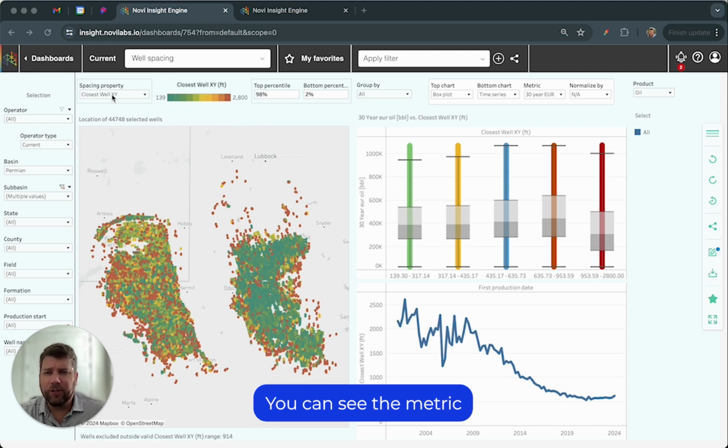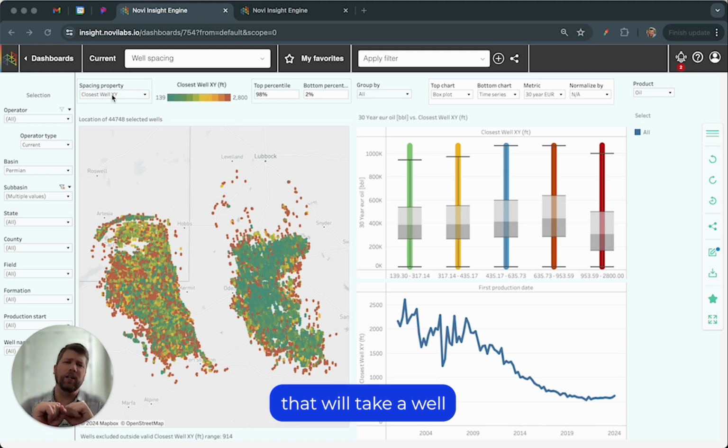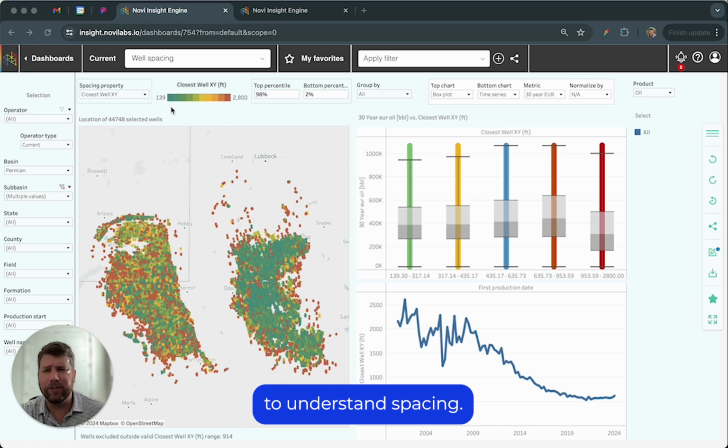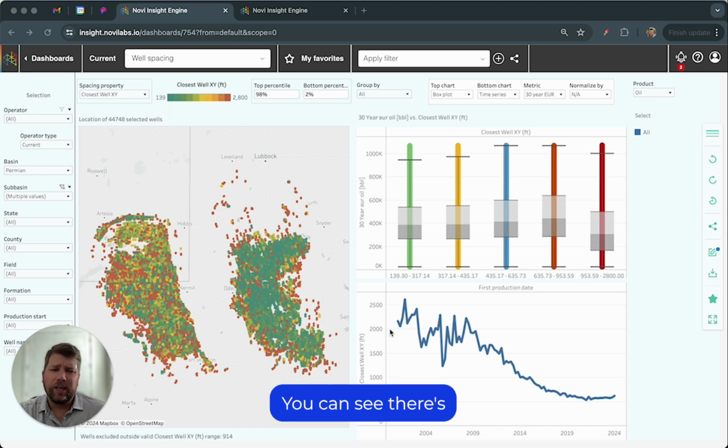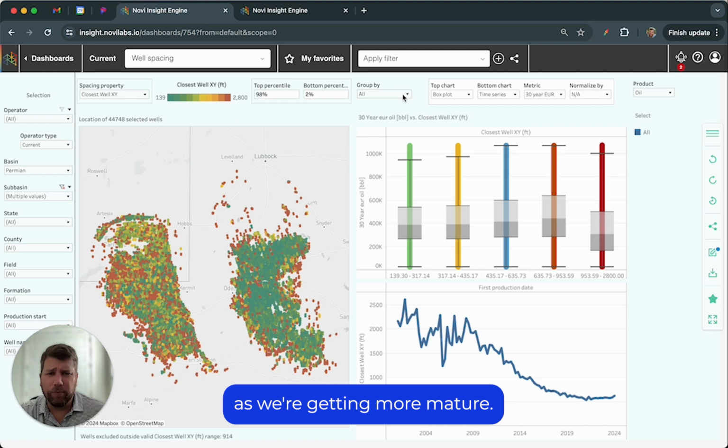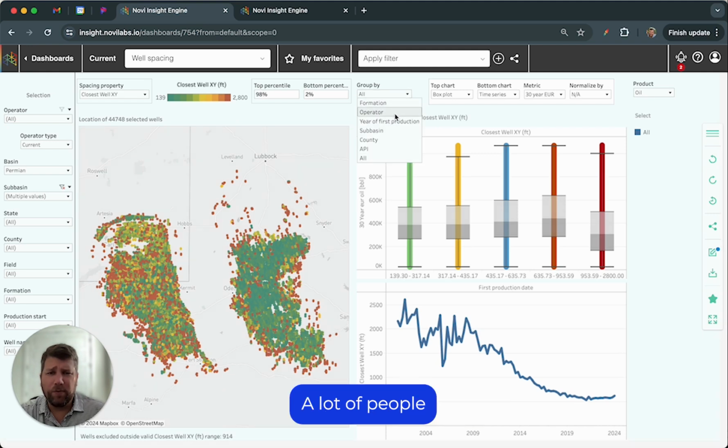And you can see the metric that I'm starting out with is the closest well. This is that traditional spacing metric that will take a well and then look at how close the closest well is to it to understand spacing. You can see there's a general trend line lower as we're getting more mature. A lot of people will look at this by formation to try and understand how many wells per section we can fit in.